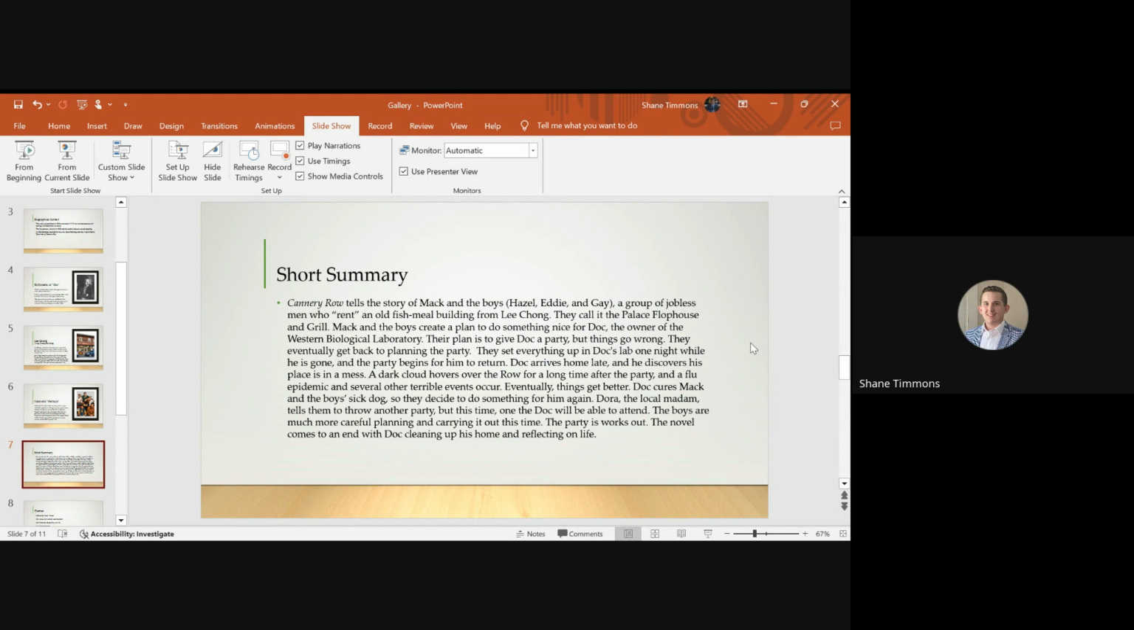Dora, the local madam, tells them to throw another party, but instead of sneaking into his place when he's gone, she tells them to plan it so Doc can actually attend the party this time. The boys are much more careful with their planning and the execution of it. The party works out, and then the novel comes to an end. Doc's cleaning up his place, and he's just reflecting on life in general.